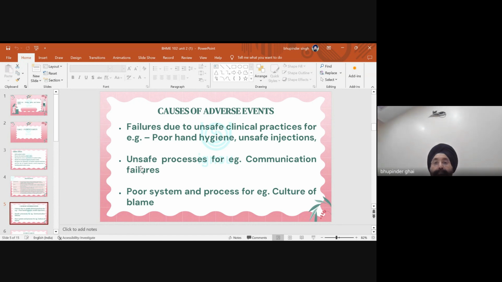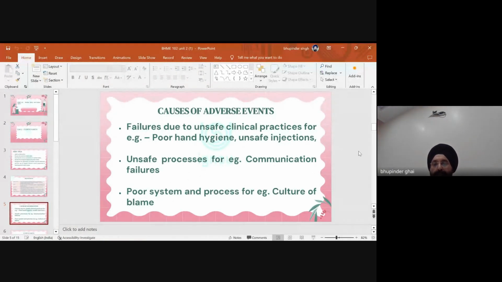Next is unsafe process, that is communication failure. The communication failure is very important. If there is a communication failure at the health center, the chances of error are very high. So it should be properly communicated. Everything should be in writing: name of the patient, body part, the procedure to be done, his age, his sex, everything should be mentioned on the tag so that there is no communication error.